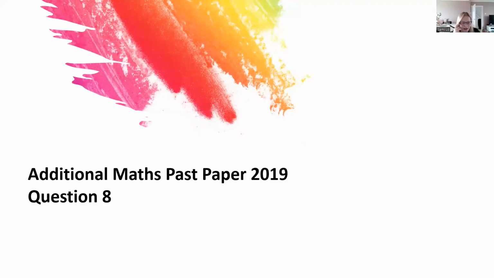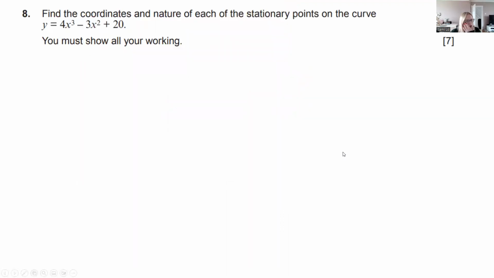Okay, so today we're looking at question 8 from the additional maths paper 2019. So we have a first look. So this one we're looking at the stationary points of a curve, and it's been given to us as an equation in front. So the first thing that we're going to have to do when we see one of these equations is dy by dx it, okay?